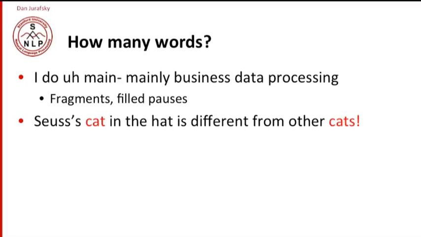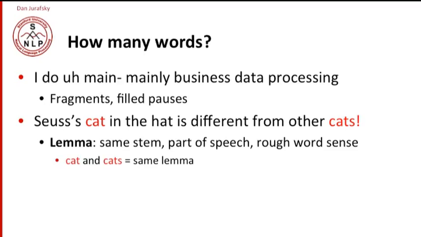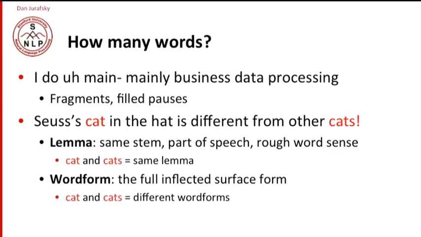What about cat and cats? We talked about the cat and the hat. So we define the term lemma. Two words are the same lemma if they have the same stem, the same part of speech, and roughly the same word sense. So cat and cats are both nouns. They have similar meanings. We say that cat and cats are the same lemma, so they're the same word in that sense. We define the term word form to mean the full inflected surface form. So cat and cats, by that definition of word, are different words. They're different word forms. So we're going to use different definitions depending on our goals.